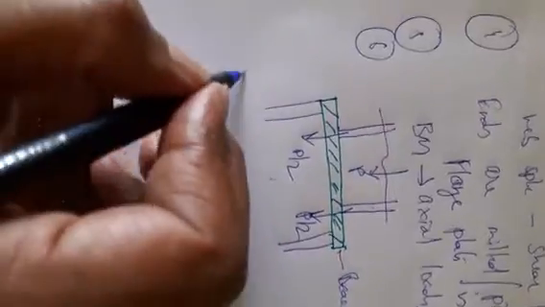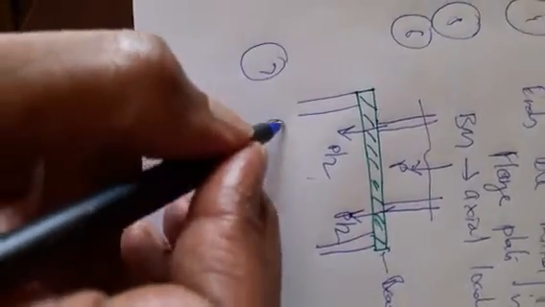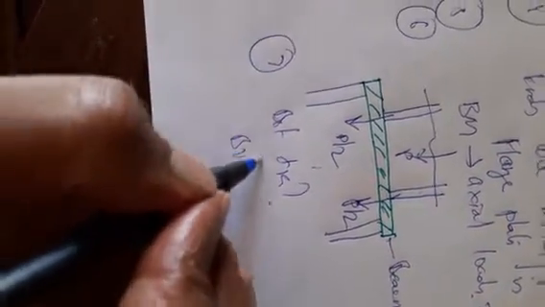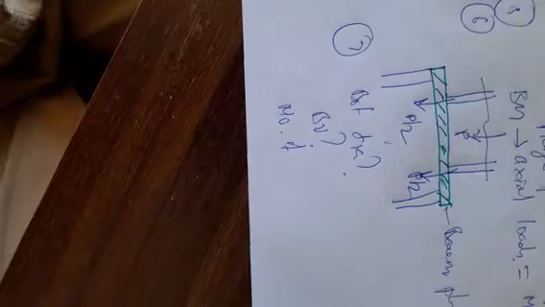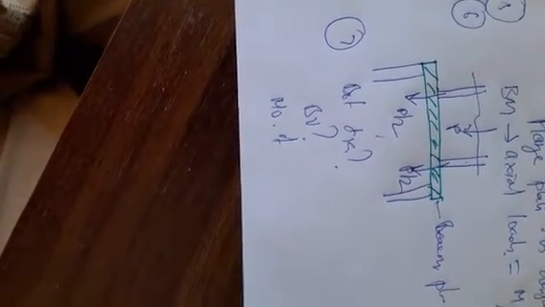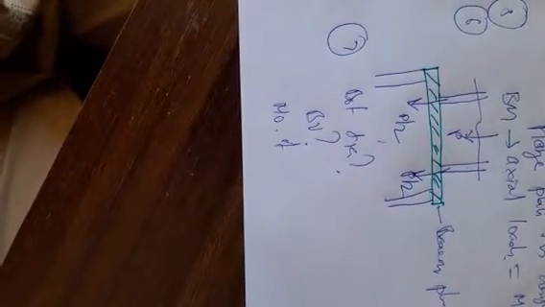Next step will be to select the bolt diameter, calculate the bolt value, and find out the number of bolts required. Once you know the bolt diameter, you can find out the edge distance and pitch. You can design the connection. So this is how the connections are made.